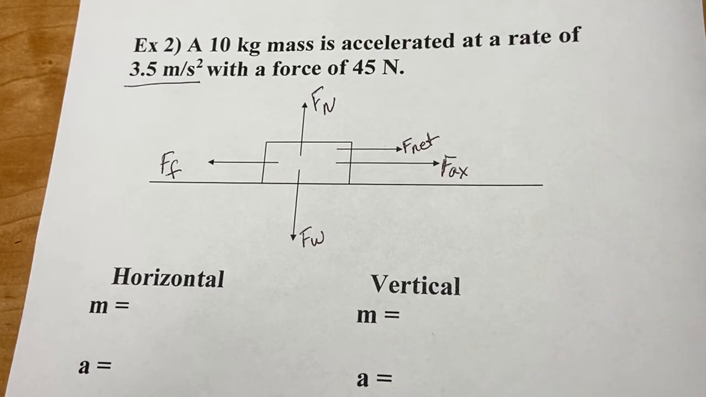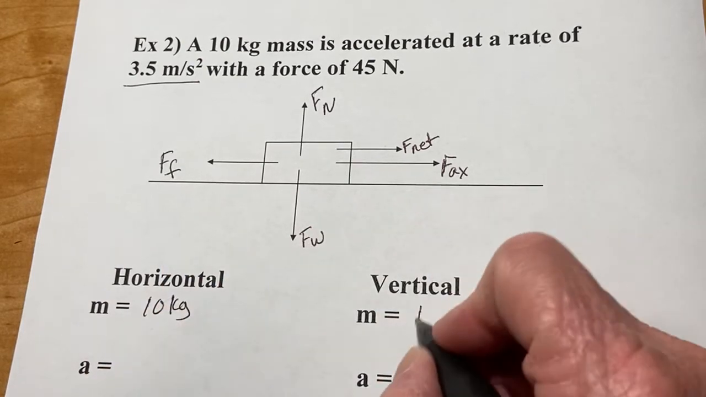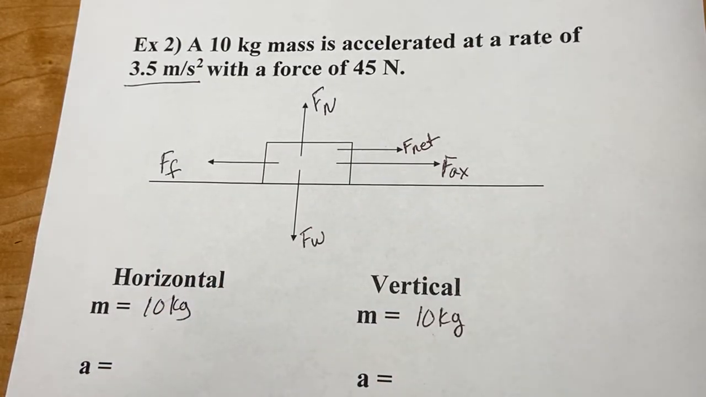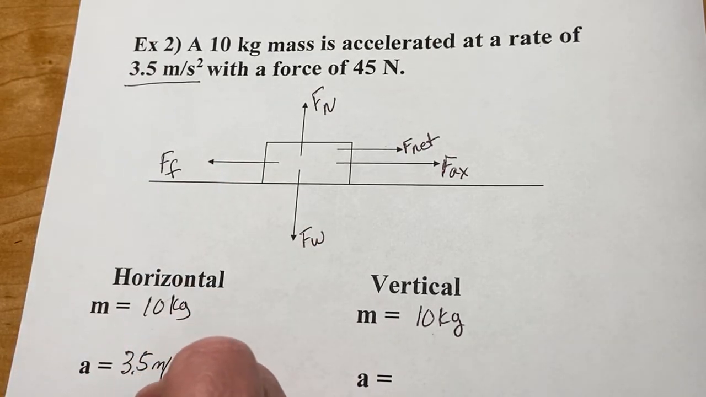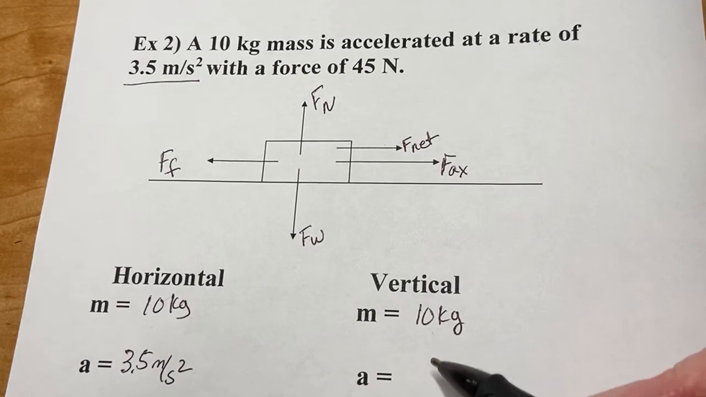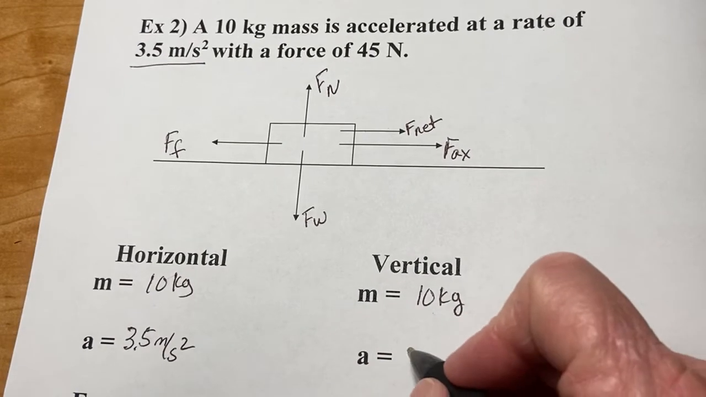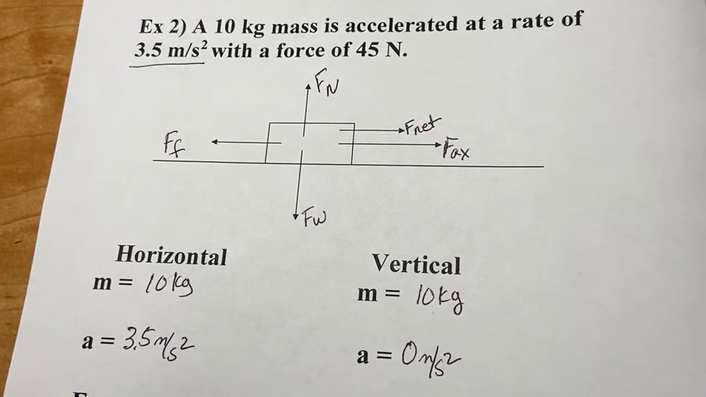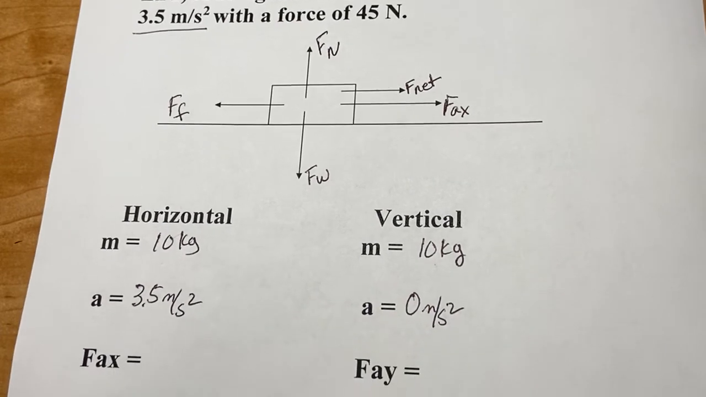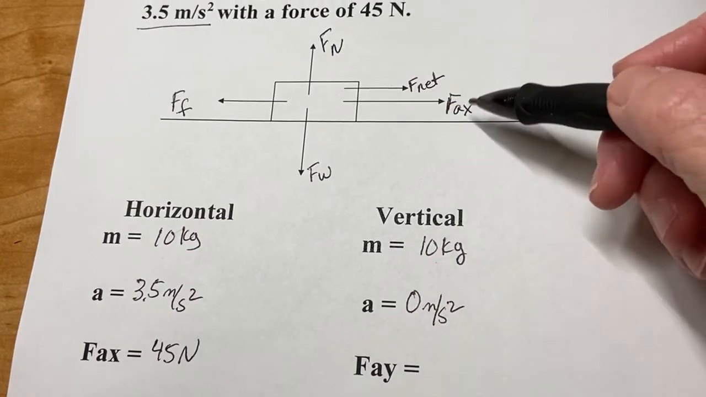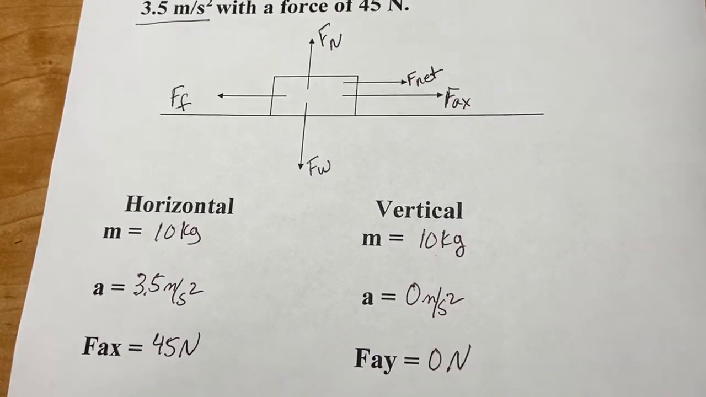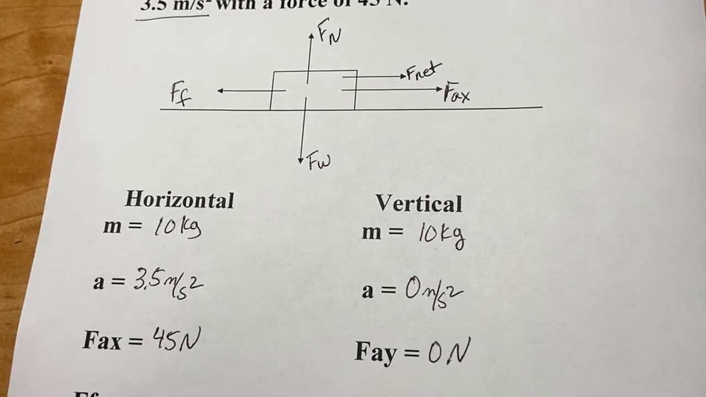So the mass is just 10. Okay, so 10 kilograms. It doesn't matter dealing vertical or horizontal, they're going to be the same. This has an acceleration now of 3.5 meters per second squared. But in this case, again, vertically, we're not lifting it off the table, so the acceleration is 0. Honestly, none of the ones we're going to do are going to lift off the table. All right, so let's work this through. FAX was given as 45 newtons. FAY, am I pulling it up? No, it is 0 newtons. So there's nothing pulling up. The table and the weight are doing their own thing.